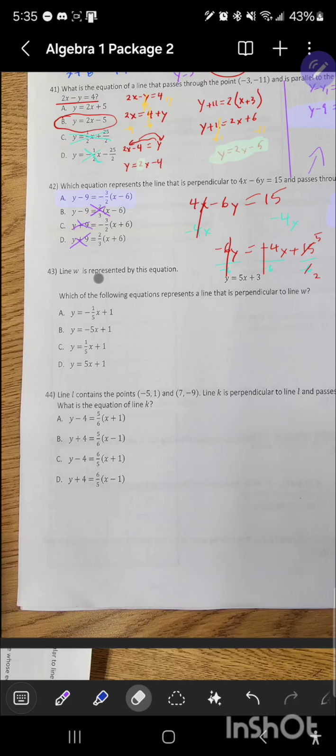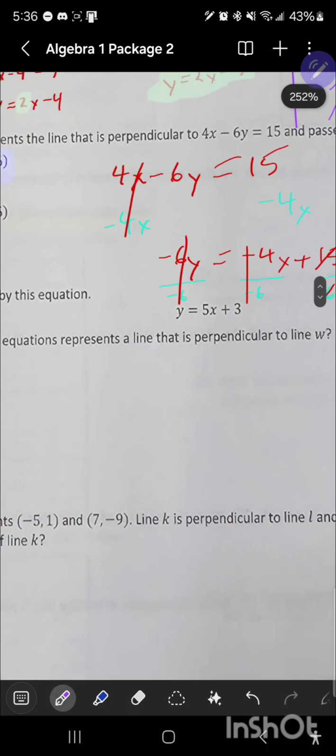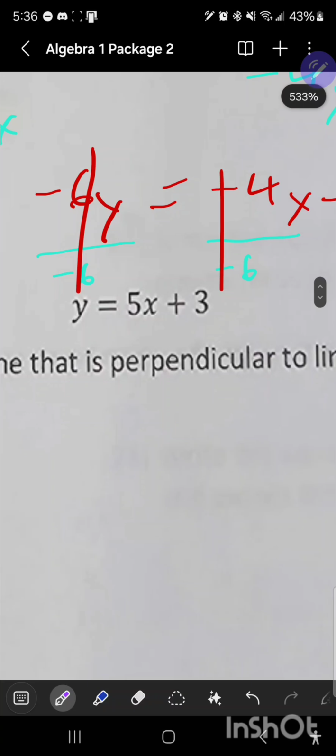Okay. Line W is represented by the equation y equals 5x plus 3. Which equation represents a line that is perpendicular to line W? Okay, now this is an easy one. We know that a perpendicular line is one with an opposite reciprocal slope.